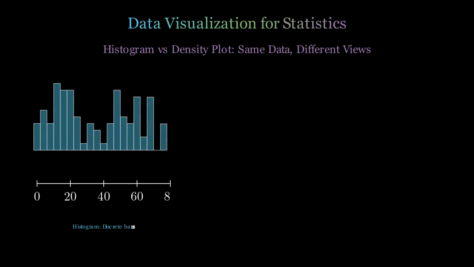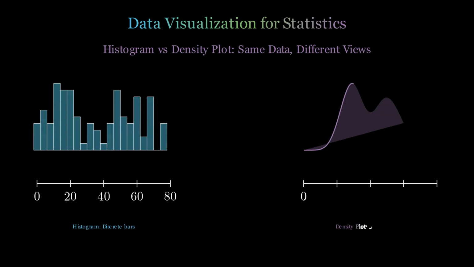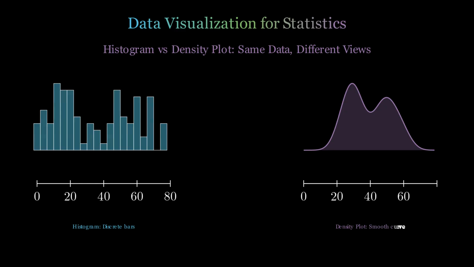2 distinct peaks suggesting 2 subpopulations. Notice how the density plot makes it easier to see the overall shape and the relationship between the 2 modes. The filled area under the curve represents probability. Regions with higher curves have higher probability of observing values there.